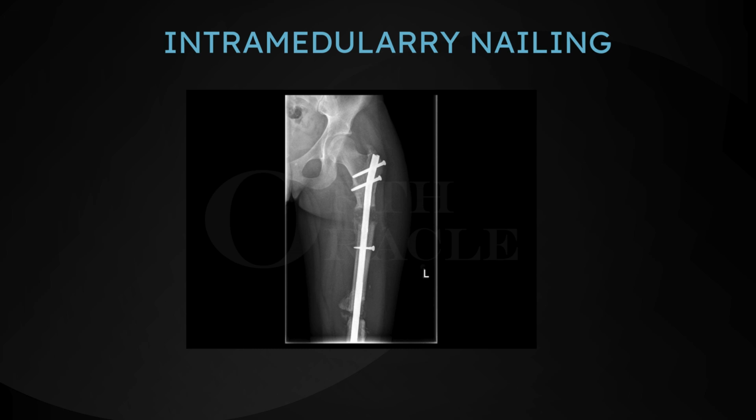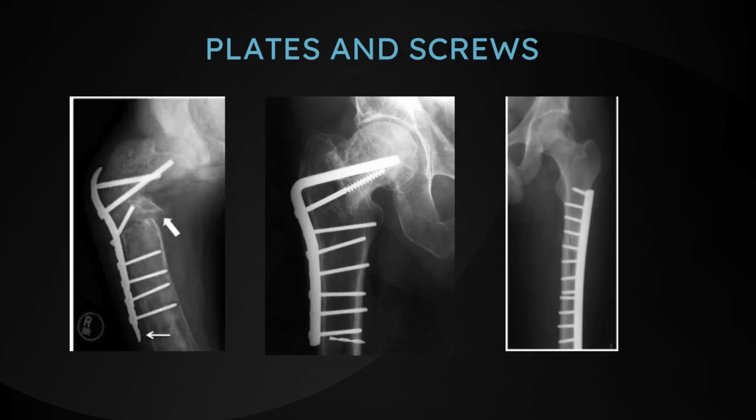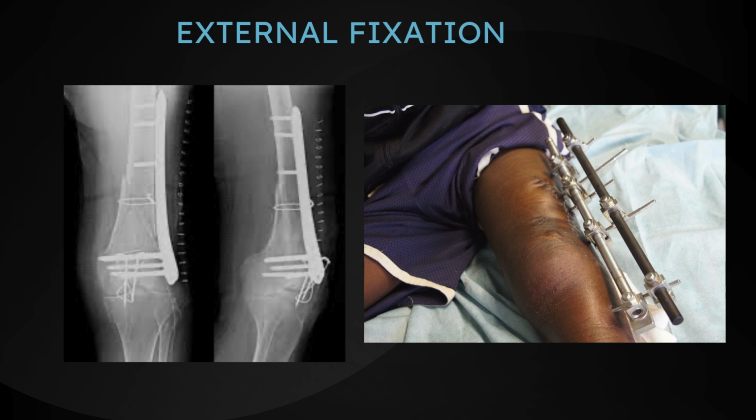Here is an example of the intramedullary nailing where you can see the nail and the bone being held in place by screws. Here you can see the plate that runs along the side of the bones being attached by screws for a plates and screws fix. This is a picture of what the external fixation looks like both inside and outside of the leg.